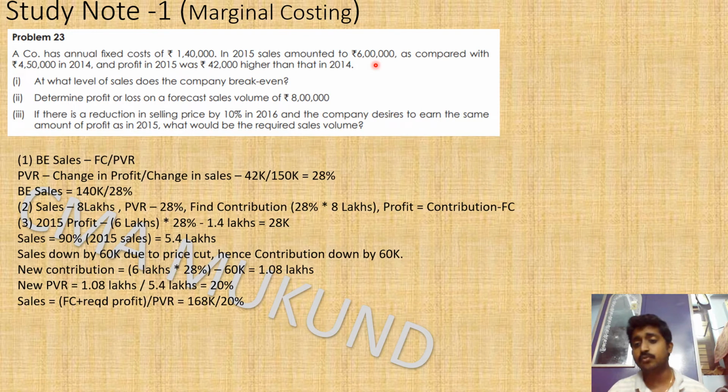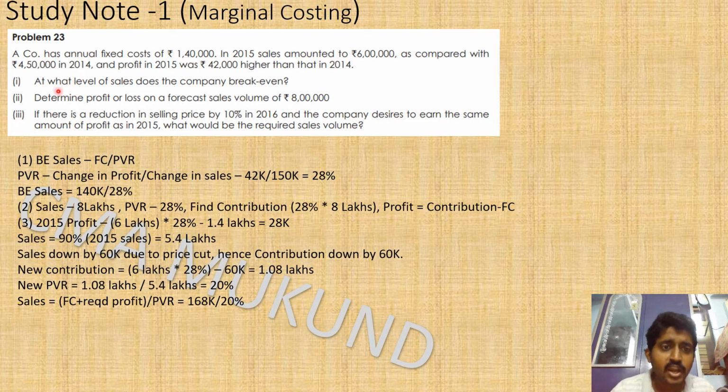We discussed this in one of our classes. So 42,000 divided by 1.5 lakhs, we can find the PV ratio. Also the annual fixed cost of 1.4 lakhs is given in the question. When fixed cost is given and we also have the PV ratio, we can find the break even sales, which is fixed cost divided by PV ratio, guys.